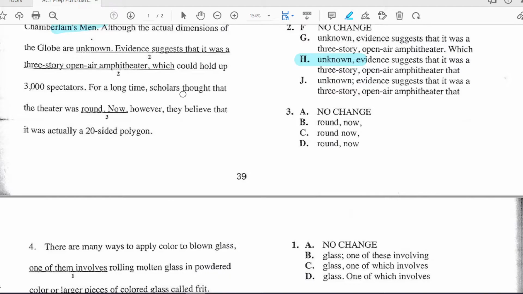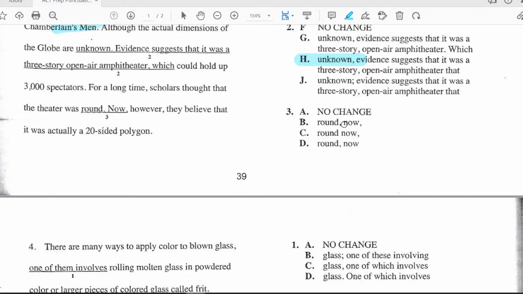For a long time, scholars thought that the theater was round, period. Now, however, they believe that it was actually a 20-sided polygon. So those are both two completely standalone sentences. They don't need to be combined. But let's see if they try to combine them and make it, I don't know, flow a little bit better. So just off the bat, it doesn't look like they're doing that at all. They're just combining them, shoving them together.